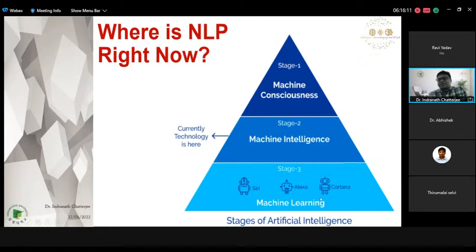Now you may ask, we have already developed Siri, Alexa, and Cortana, so aren't we there? No, we are not at this stage in terms of NLP. In terms of the stages of AI, we are still in machine intelligence, because Siri, Alexa, and Cortana are still under development, and not yet as advanced as we would like. But yes, they are quite usable right now. We can use Siri, Alexa, and everything in our daily life.